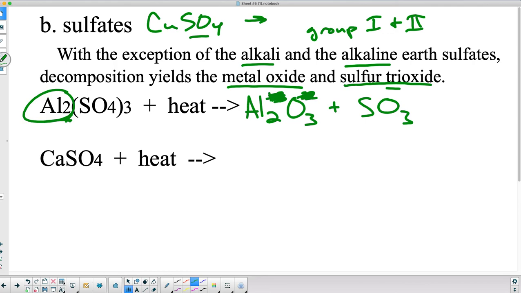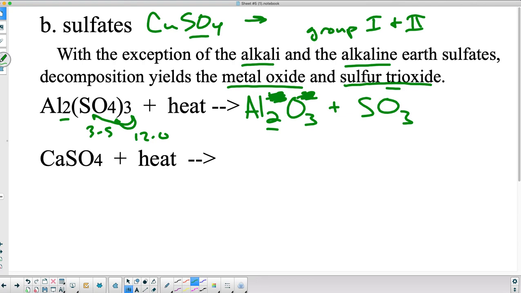Oh, I didn't balance. Okay, let's go back and see if we can balance this. 2 aluminums on the left-hand side, 2 aluminums on the right-hand side. So we have the same number on both sides for aluminum. I have 3 sulfurs because 3 times 1 is 3 sulfurs, and 3 times 4 is 12 oxygen. So 3 sulfurs and 12 oxygen. What do we have on the right-hand side? Well, here I have 3 plus another 3 is 6 oxygen, but let's do oxygen last.